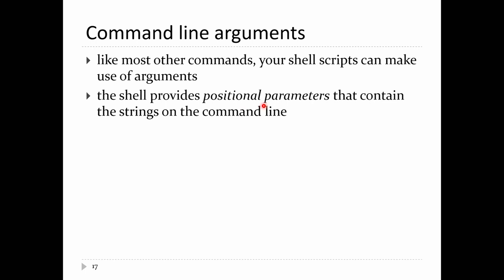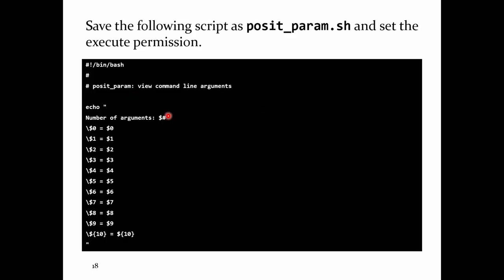So the shell provides what are called the positional parameters, and they contain the strings that are on the command line, right? Now, sorry, this is a little small, but it has to be this small to fit on the slide. There's this little script called positparam.sh, and this will let you view your command line arguments, okay? All it does is echo, it prints out the number of command line arguments. I'll explain what that symbol means in a second.